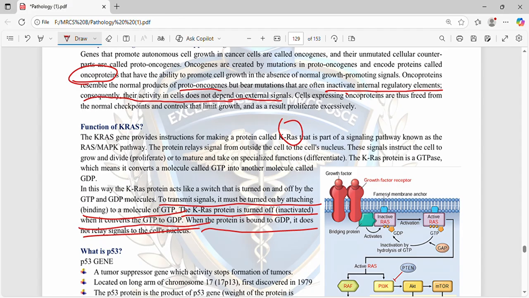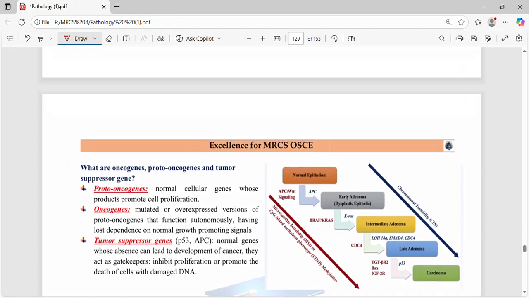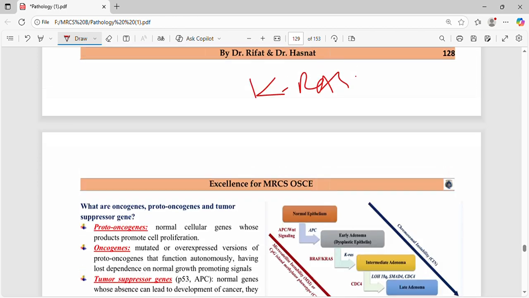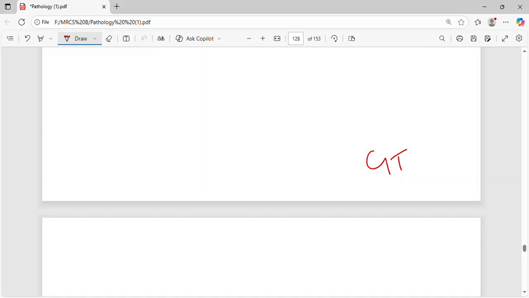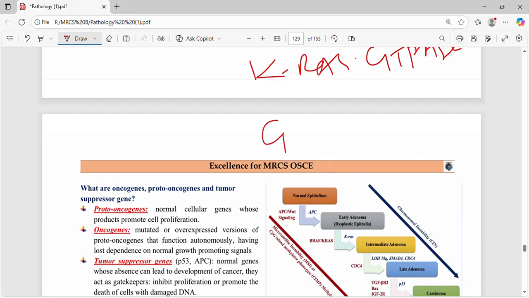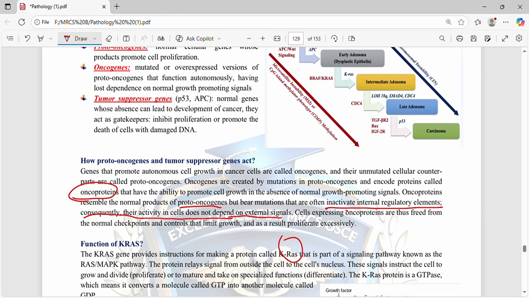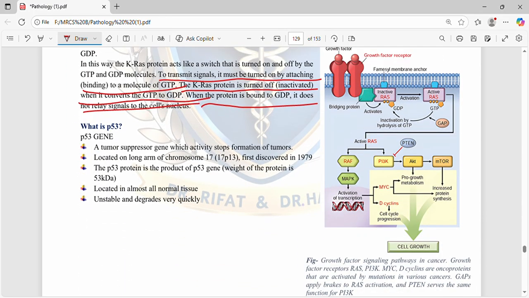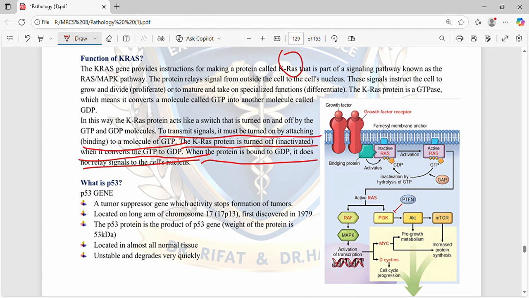So actually, the KRAS protein is a GTPase. It works by GTP and GDP. GDP will block it and GTP will turn it on, and it passes signals from outside the cell to the inside of the nucleus.